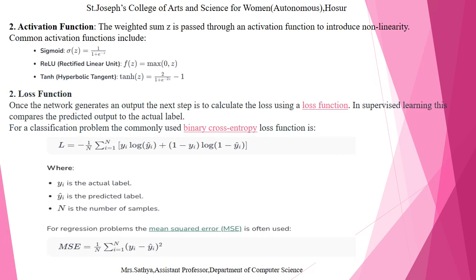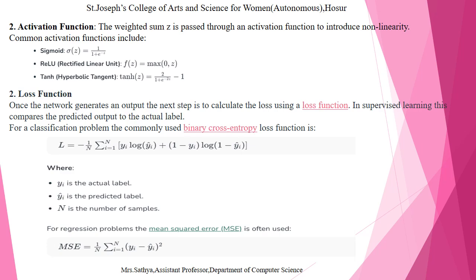Next, the activation function and loss function. Activation function: after calculating z, we apply an activation function, so a equals f of z, where a is the output of the neuron and f of z is the activation function. The weighted sum z is passed through an activation function to introduce non-linearity.